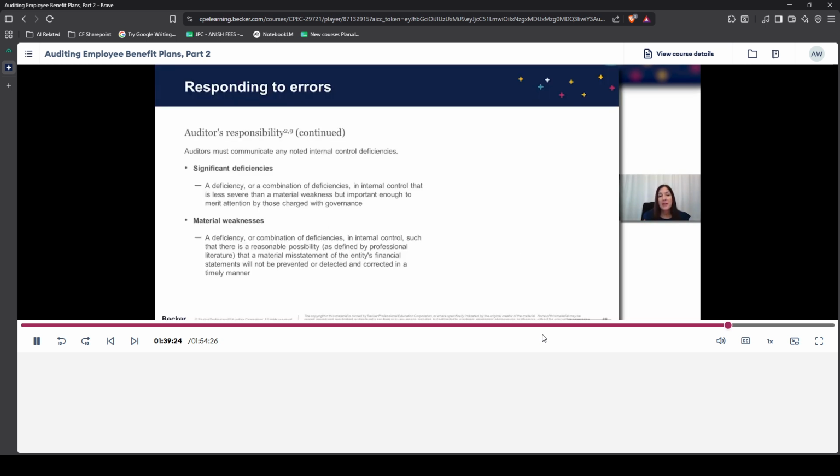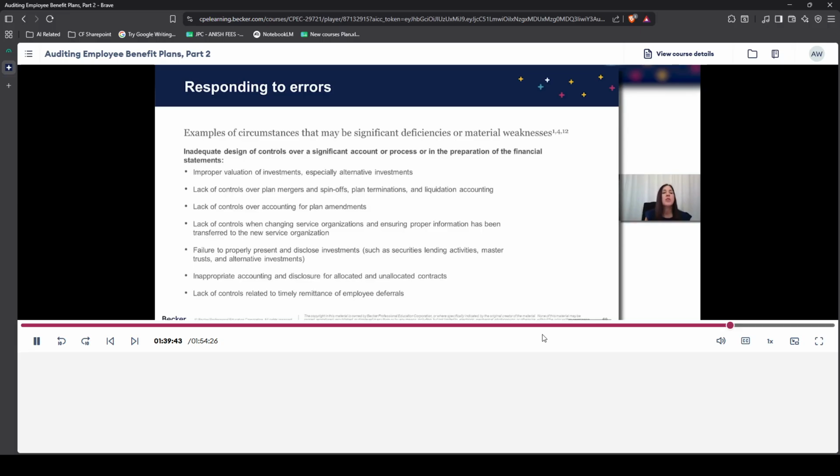Differentiating between significant deficiencies and material weaknesses, again, is a matter of professional judgment. And there have been really no changes in these definitions in the past few years, so we're not going to spend a lot of time going into detail about them. But we do have a few examples here of what could be considered a significant deficiency or material weakness, because once again, you use your judgment to determine which category it falls into.